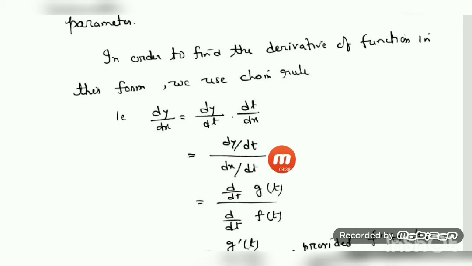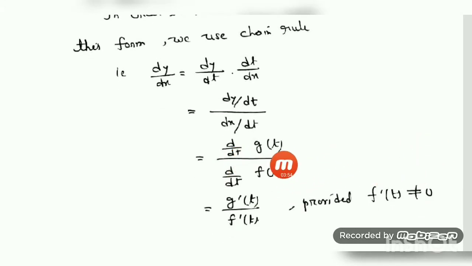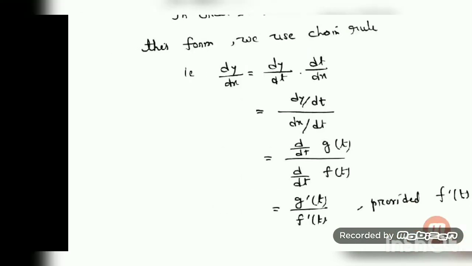Because when you take the reciprocal of dx/dt, it becomes dt/dx. dy/dt means d/dt of y, that is g(t), and dx/dt means d/dt of x, that is f(t). Since g is a function of t, we can take the derivative with respect to t, which is g dash t. Similarly d/dt of f(t) is f dash t. And this can be done only when the denominator is not equal to 0. This will be clearer when we do a problem.